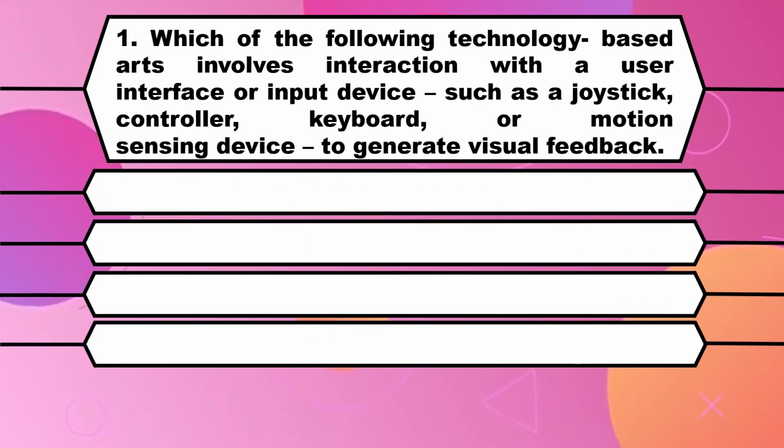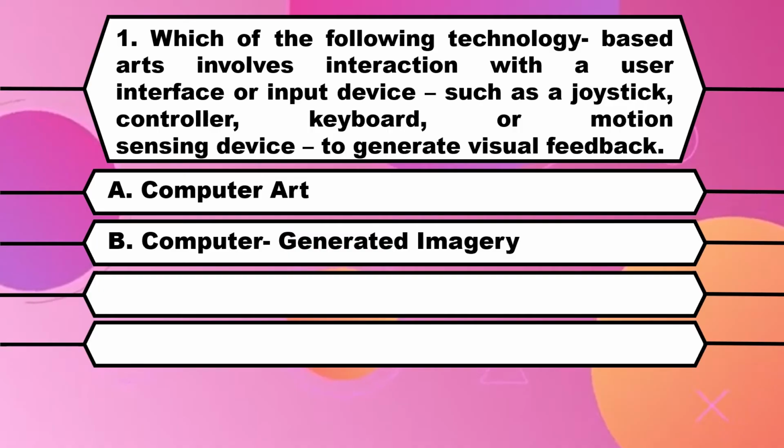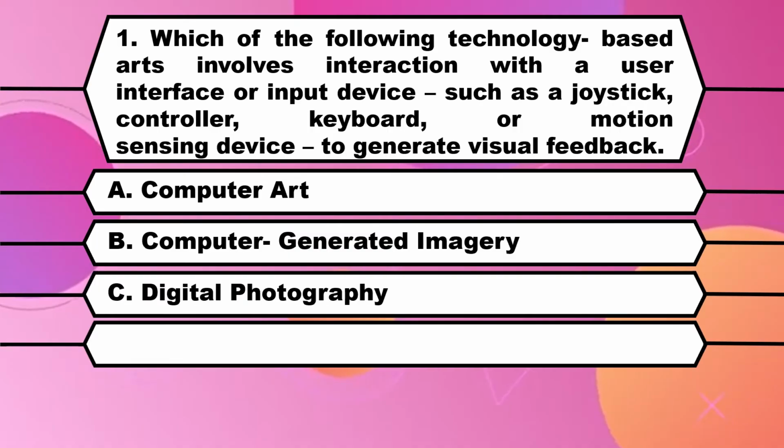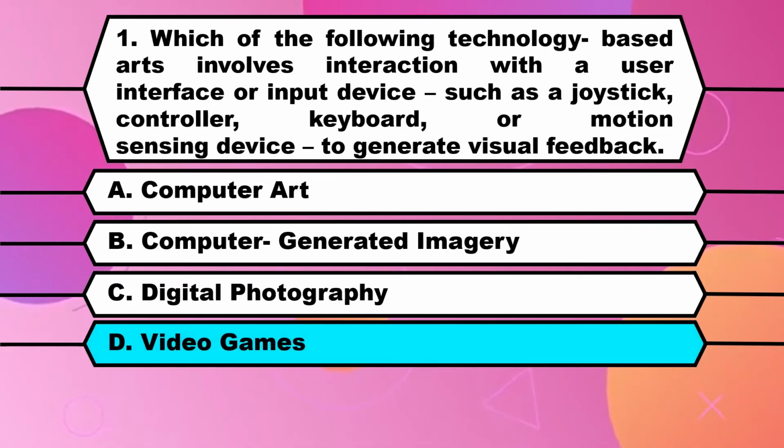Which of the following technology-based arts involves interaction with a user interface or input device, such as joystick, controller, keyboard, or motion sensing device to generate visual feedback? A. Computer art. B. Computer-generated imagery. C. Digital painting. D. Video games. The correct answer is D. Video games.